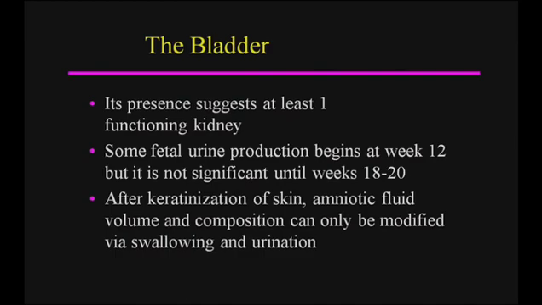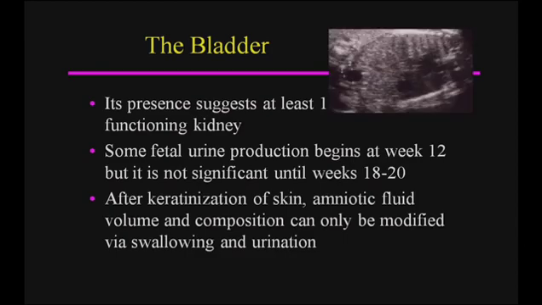The bladder. Its presence suggests that there is at least one functioning kidney. Some fetal urine production begins at week 12, but it's not significant until weeks 18 to 20. People have talked about keratinization of the skin at some point preventing amniotic fluid volume and composition from being modified except by swallowing and urination.